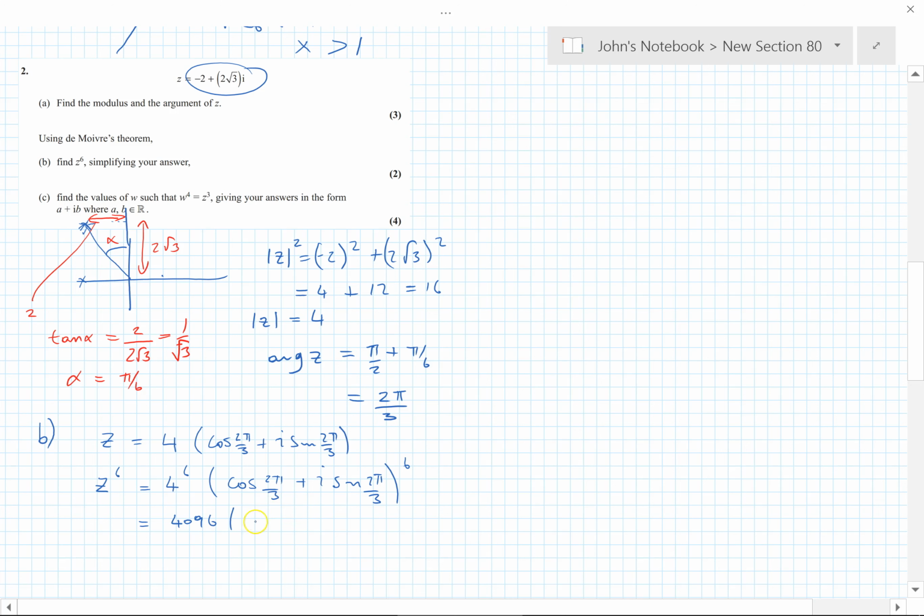Now we're using de Moivre's on here, times in this by 6, we get cos 4 pi plus i sine 4 pi. And without a calculator, we should see that cos 4 pi is equal to 1. Or is it equal to minus 1? In fact, yes, it would be equal to minus 1 because it's, no, it will be equal to 1, won't it? Yes, it will be equal to 1. So cos 4 pi is equal to 1.